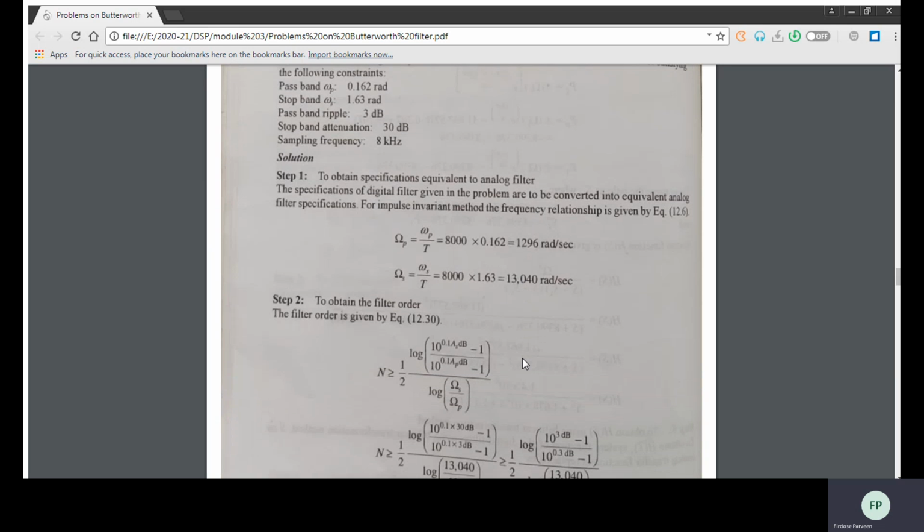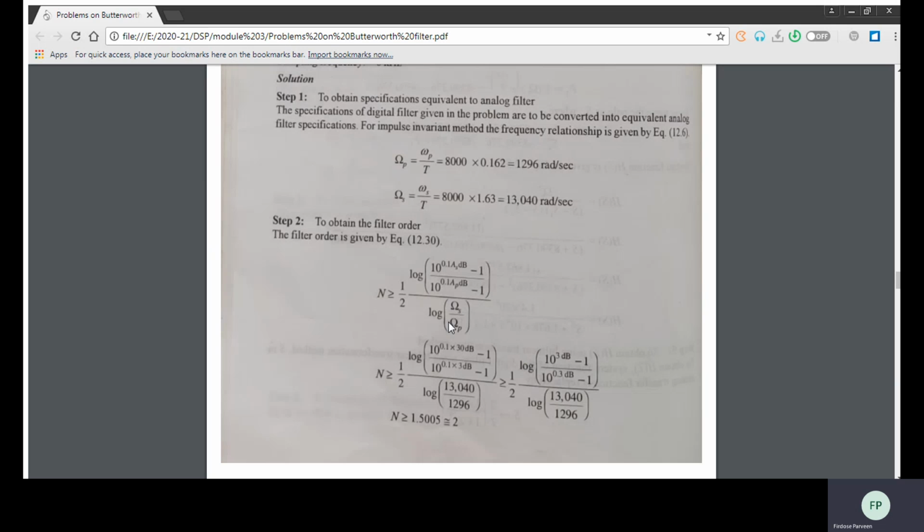So to obtain filter order, the formulas remain the same, but only for this it changes, and for the bilinear transformation method, the last step changes. So here what we have, n should be greater than or equal to this formula. Substitute for this and you'll be getting n is equal to 2. So what is the next step? It is nothing but to get the cutoff frequency. To get the cutoff frequency, what is the formula? Omega c is equal to omega s divided by (10 to the power of 0.1 As, which is in decibels, minus 1) to the power of 1 by 2n. So this is the formula. This is substituted. You will be getting this value.